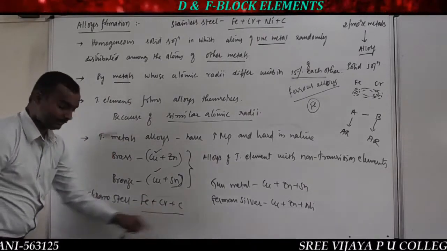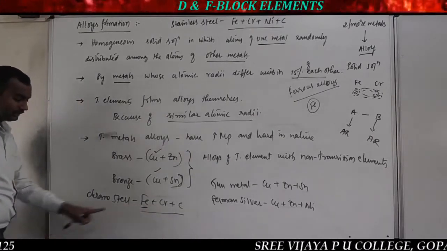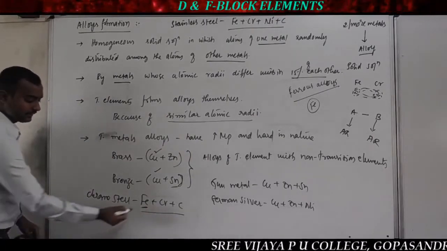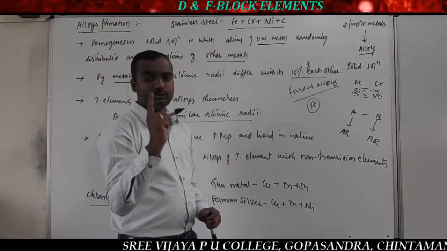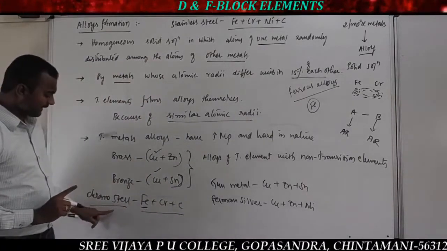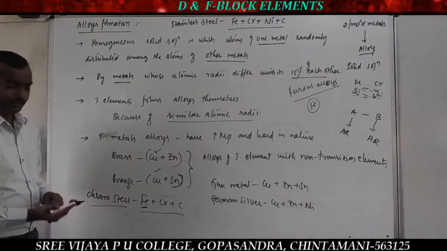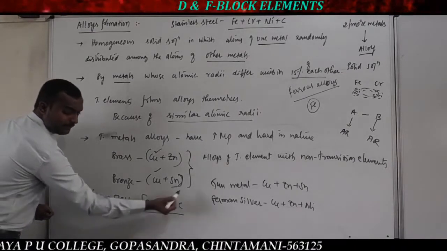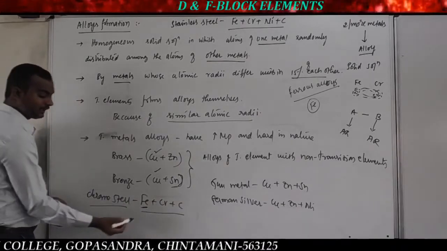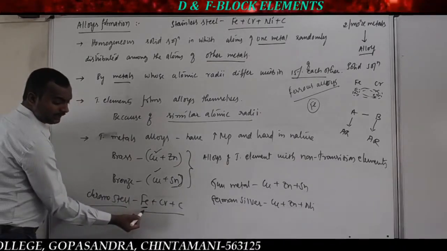Iron, chromium, carbon. Again, iron is one of the elements here, therefore this is also an example of a ferrous alloy. So those are some examples. Chrome steel, vanadium steel: iron, vanadium, carbon. Molybdenum steel: iron, molybdenum and carbon.